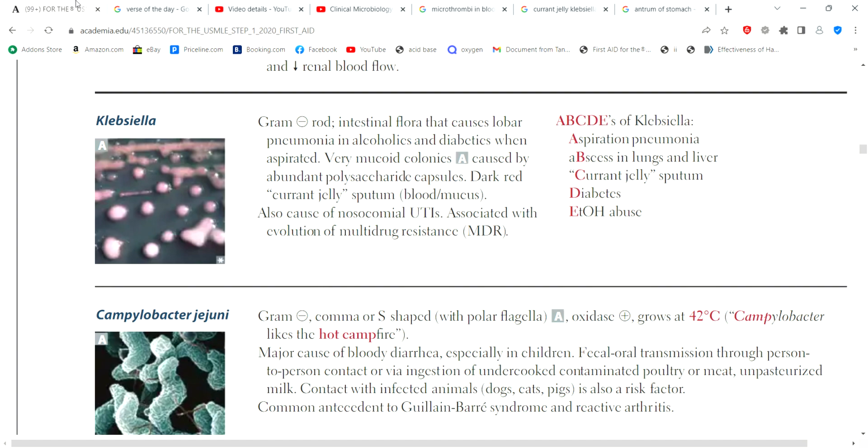So Klebsiella makes ammonia, and Klebsiella ferments lactose. It is immotile. What else ferments lactose? Serratia and Enterobacter. So remember this, these are lactose fermenters: Klebsiella, Serratia, and Enterobacter. Serratia is bright red, motile, and ferments lactose. Enterobacter is motile and ferments lactose. Klebsiella is immotile and ferments lactose. Okay, so remember those three are lactose fermenters. Things you have to know about Klebsiella: it causes aspiration pneumonia, mainly lobar. It causes abscesses in the lungs and liver. It produces currant jelly sputum. Diabetics get this. Alcoholics get Klebsiella.